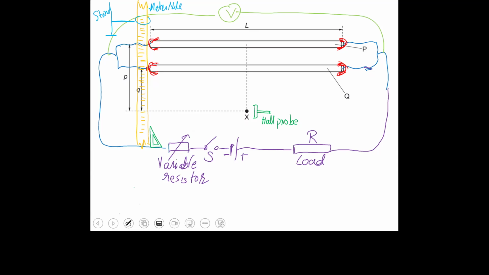How can we calibrate a Hall probe? A Hall probe can be calibrated by using a known voltage and known magnetic field circuit.